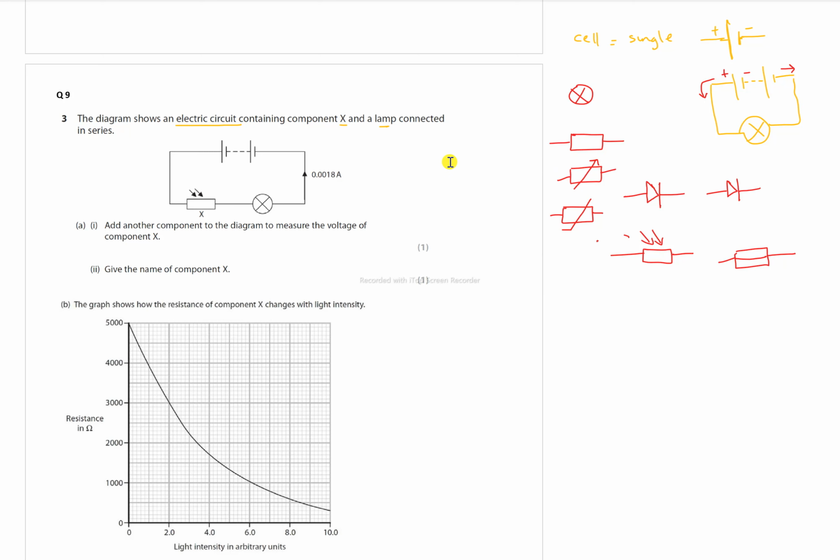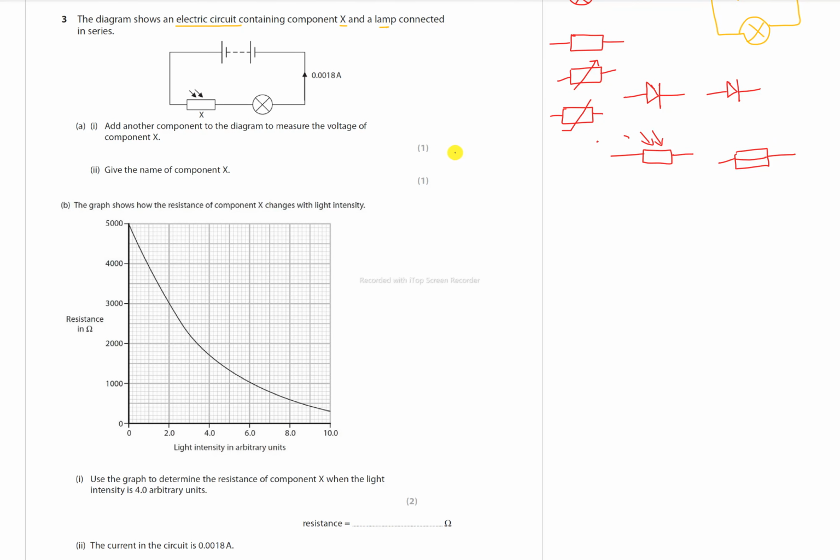Wow, okay. There's a lot to learn, but we can do it. Right. Add another component to the diagram to measure the voltage. So what you do is, if you want to measure the voltage, you always put it across in parallel. I could have put it down here as well, but I've not got room. There you go. That's going to measure the voltage across there.